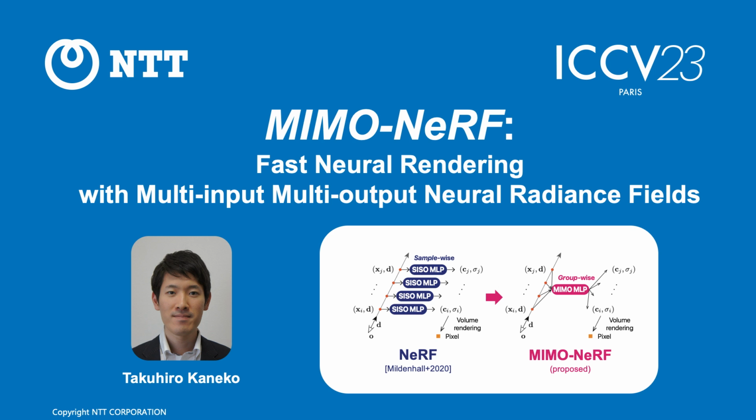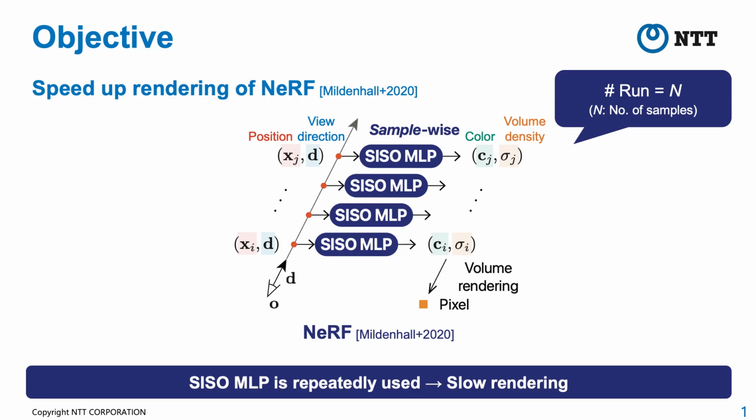I'd like to introduce our work, MIMO-NeRF: fast neural rendering with multi-input multi-output neural radiance fields. Recently, neural radiance fields, or NeRFs, have gained attention owing to their high fidelity and geometrically consistent novel view synthesis. They achieve this by using a SISO-MLP that maps the 3D position and view direction to the color and volume density in a sample-wise manner. However, this architecture requires the repetitive use of the SISO-MLP, which slows the rendering.